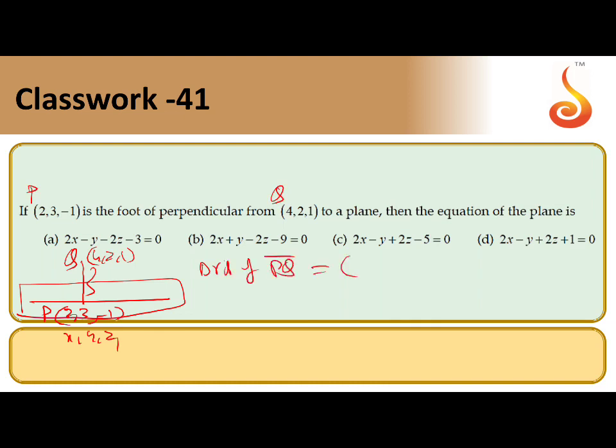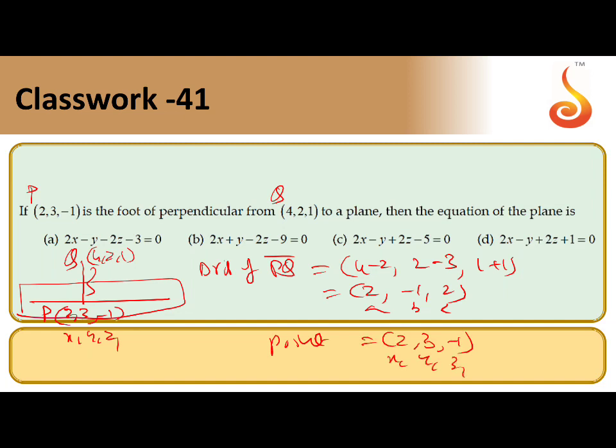DRs of PQ means x2 minus x1: 4 minus 2, 2 minus 3, 1 minus (minus 1), that is 2, minus 1, 2. These are the DRs, so this is a, b, c. And the point is (2, 3, -1). So the point is x1, y1, z1 and the DRs are a, b, c. With the point and DRs we can get the equation of the plane. The DRs are 2, -1, 2 and the point is (2, 3, -1). We can solve it on the next page.